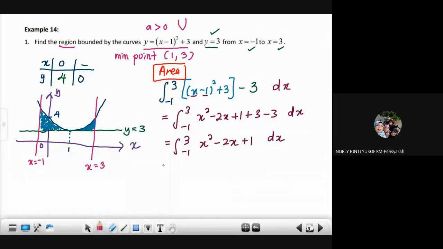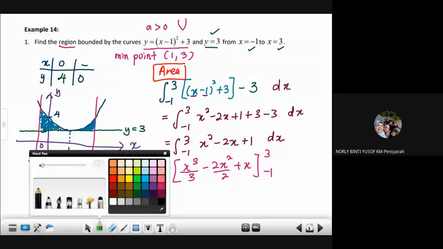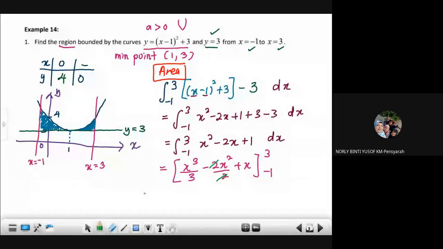Then barulah you integrate. So x power of 3 over 3 minus 2x squared over 2 plus x. You integrate the 3 terms of your quadratic. Basic rule lah kat sini. From negative 1 to 3. Okay, ni pun sama boleh eliminate. Then you sub the upper and lower limit. So 3 kuasa 3 per 3 tolak 3 kuasa 2 tambah 3, tolak, and then negative 1 power of 3 over 3 minus negative 1 squared plus negative 1.